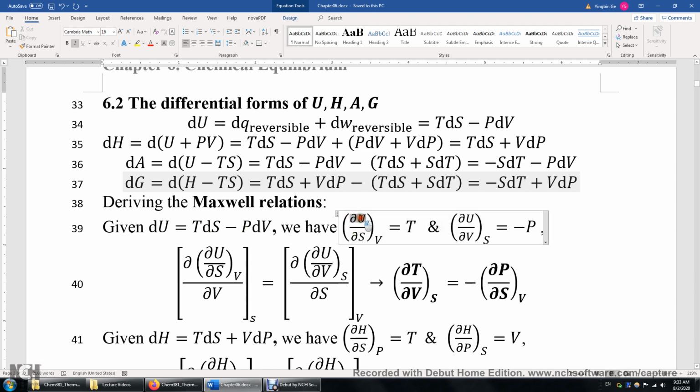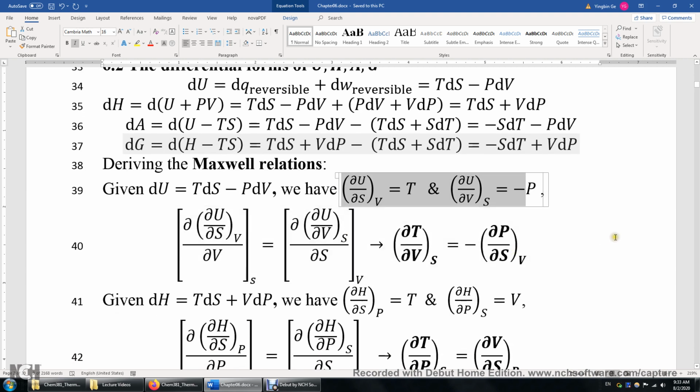Over here, dU over dS under constant volume condition is T. Similarly, if we hold entropy constant, this part is 0. Then dU over dV is negative P, under constant entropy condition. Since we're holding one variable constant, we put it in the subscript and we change dU with delta U, dV with delta V. So we have these first derivatives.